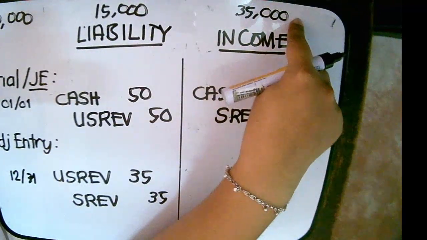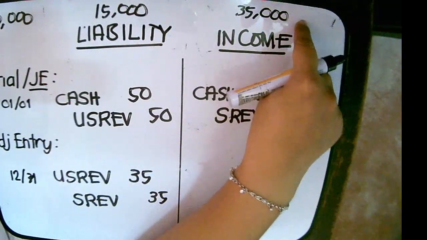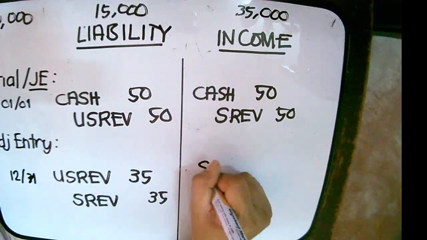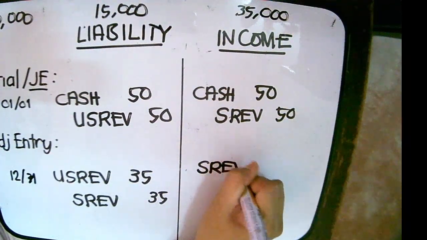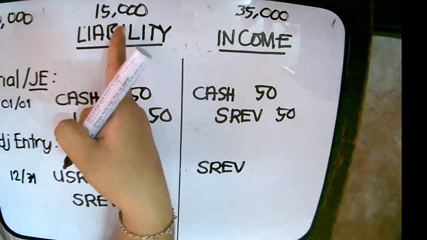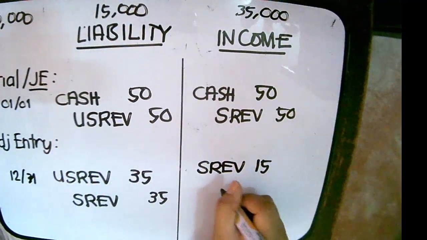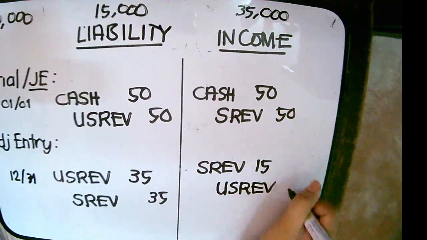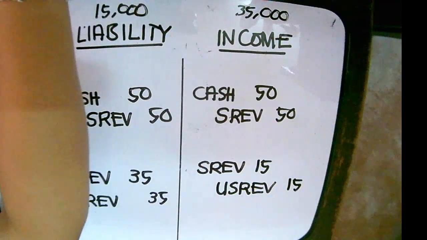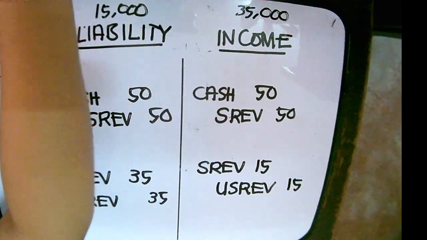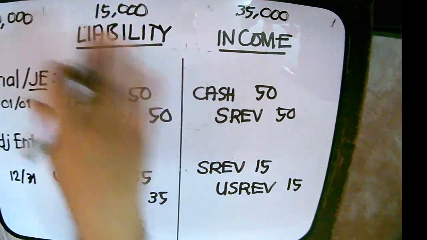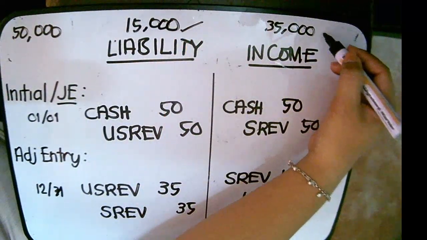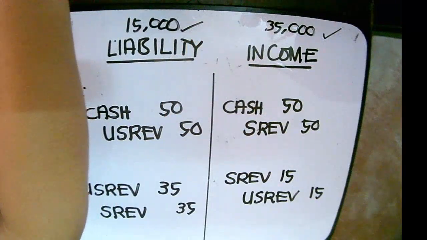Dapat 35 lang. So, para maging 35, ang gagawin natin, debit natin si service revenue, 15,000. And then, credit natin si unearned service revenue of 15,000 pesos. Again, kahit anong method yung gamitin nyo, dapat lumabas yung liability na 15 and yung income na 35,000 pesos.